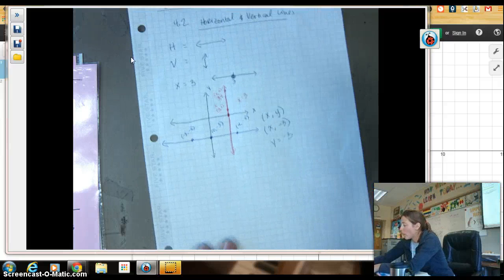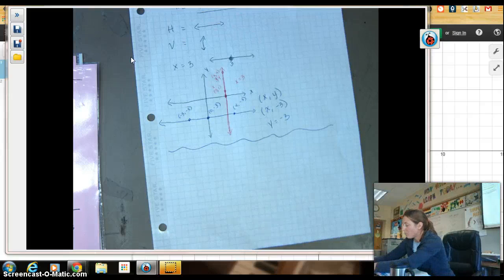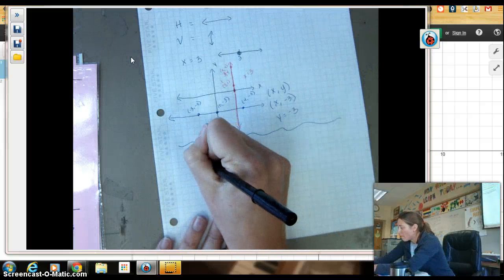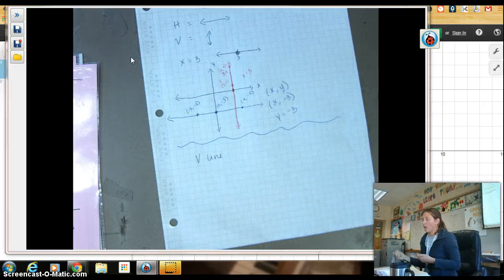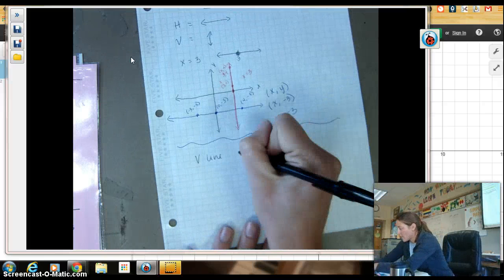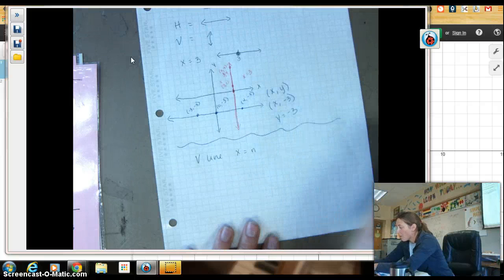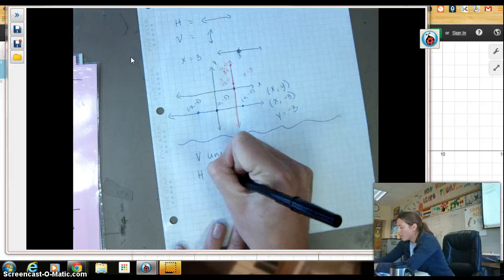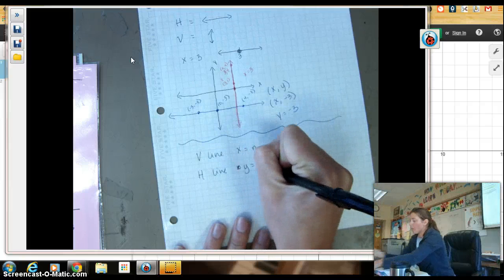So there's two equations that we have from all of this information. For a vertical line, we are going to have an equation that says x equals some number. For a horizontal line, we are going to have y equaling some number.